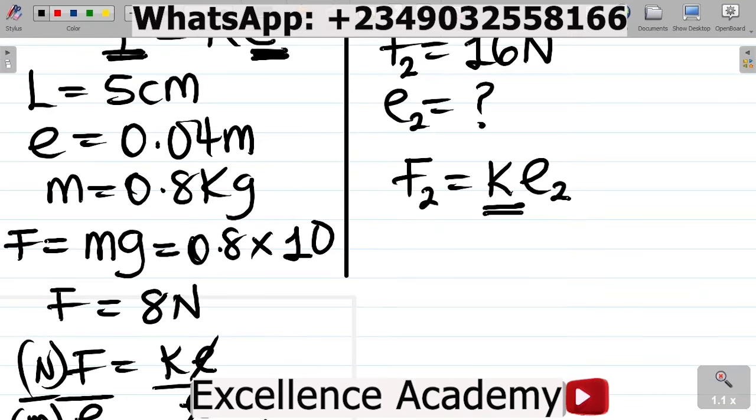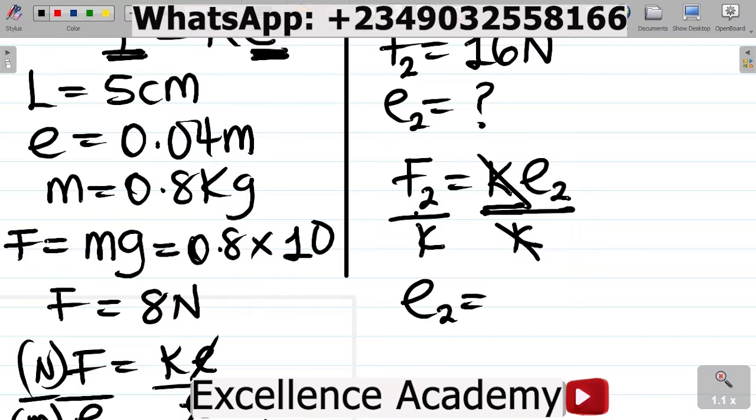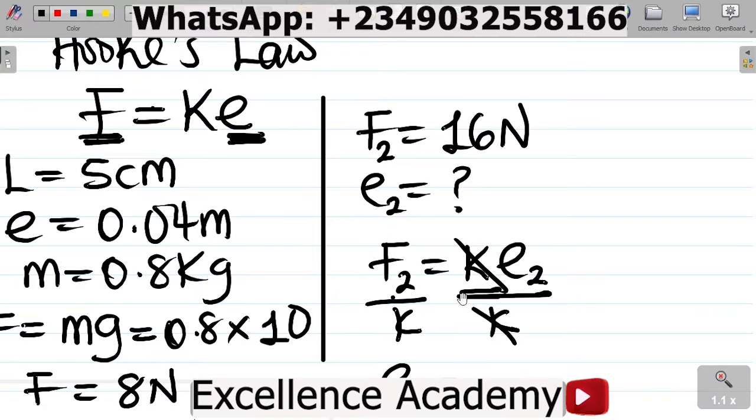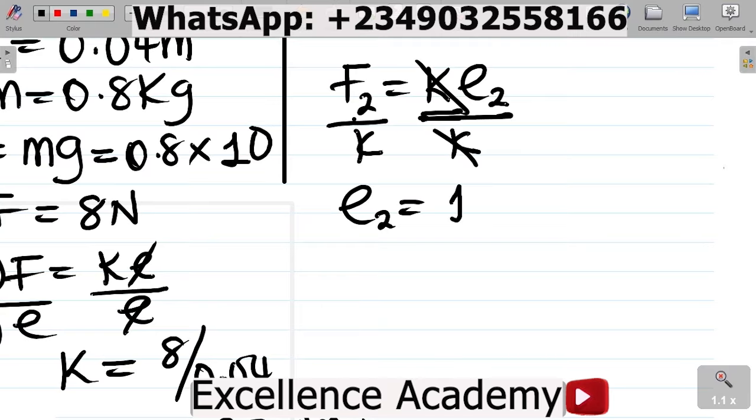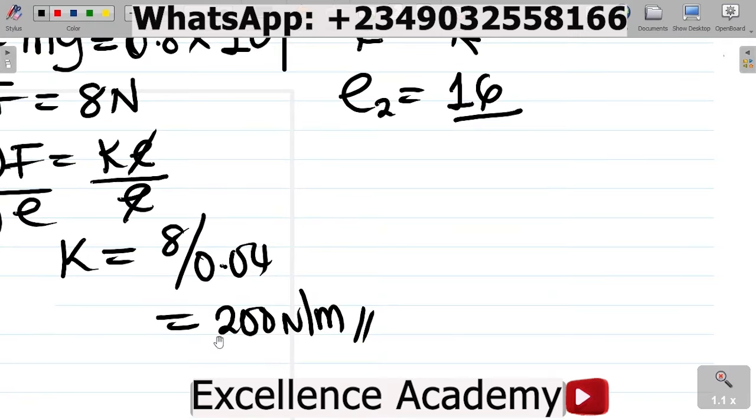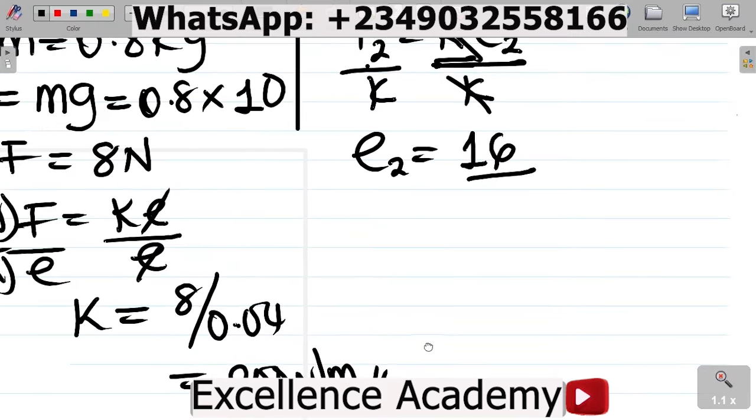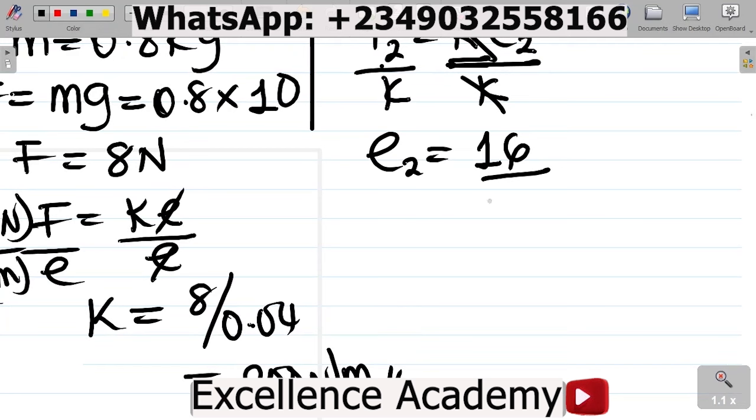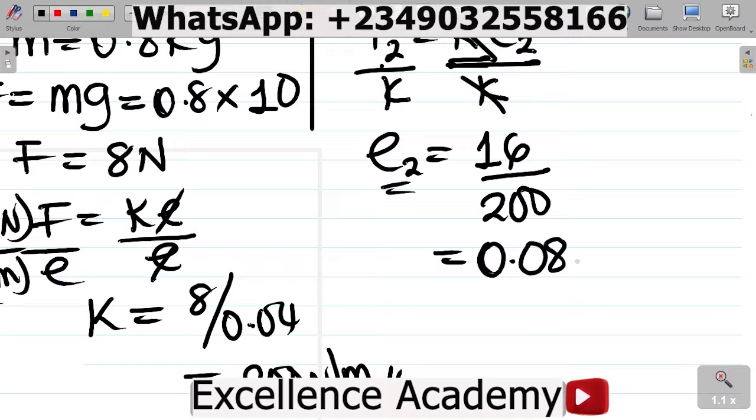From here, to get the value of E2, I'll just divide here by K and divide here by K. This cancels this. So the extension we are asked to find is equal to the value of F2, which is 16, so that's 16 all over K. The value of K here is 200. So 16 over 200. Let's get this done. So 16 divided by 200. If I punch that correctly, my answer is 0.08. The extension here is in meters. So my answer is 0.08 meters.